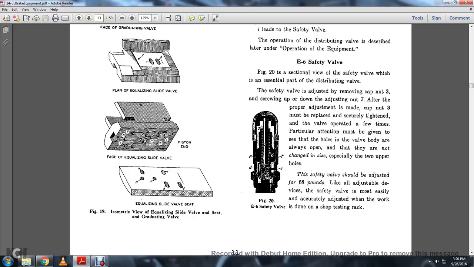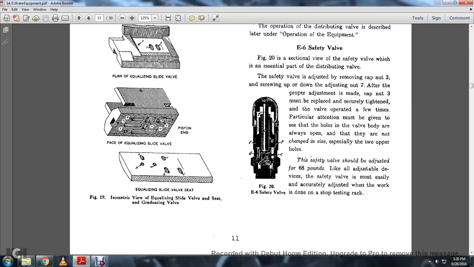Figure 20 is a sectional view of the safety valve with the essential portion of the distribution valve. The safety valve is adjusted by removing cap nut 3 and screwing the nut 7 up or down. After the proper adjustment is made, cap nut 3 must be replaced securely, and the valve tested by operating it a few times. Particular attention must be given to see that the holes in the valve body are always open and not changing in size, especially the two operating holes. The safety valve has been shown to be adjusted to 68 pounds with this adjustable device. The safety valve is most likely easy.